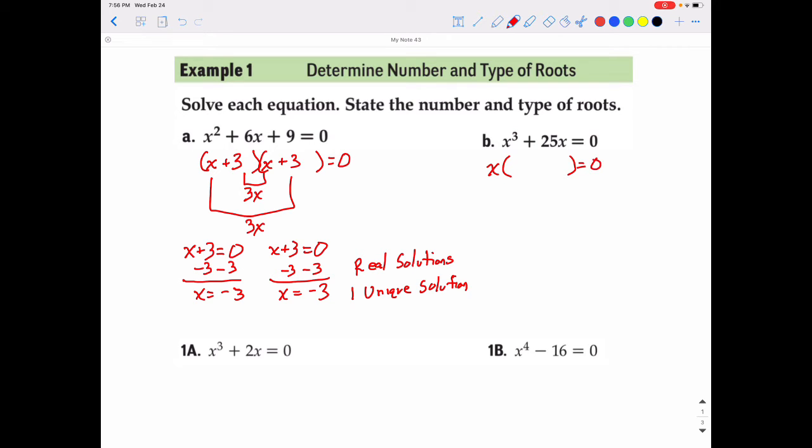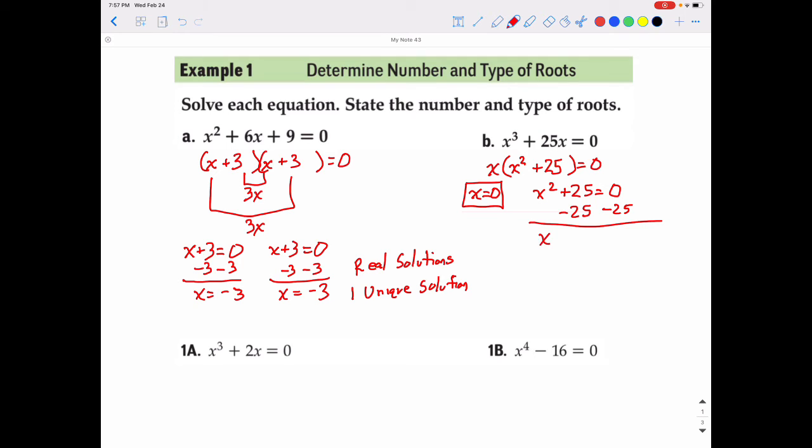So when I factor an x out, x times what is x to the third power? Well, that would be x squared. And x times what is 25x? Well, that would be 25. Then we would set each part equal to 0, including what we factored out. So we would set x equal to 0, and then we would set x squared plus 25 equal to 0. And x equals 0 is already solved for x, so that's actually one of the solutions. To solve x squared plus 25 equal to 0, we would subtract 25 from both sides.